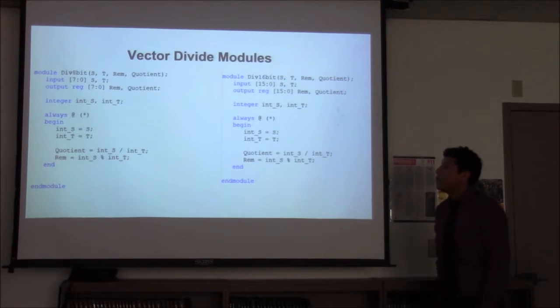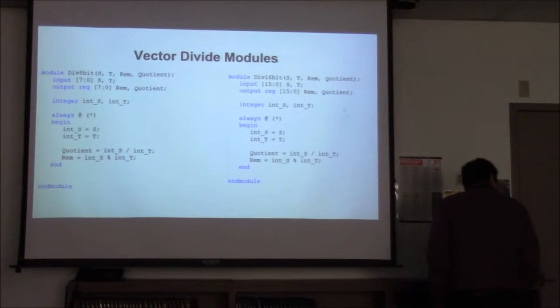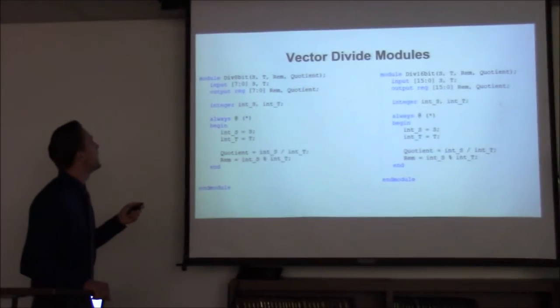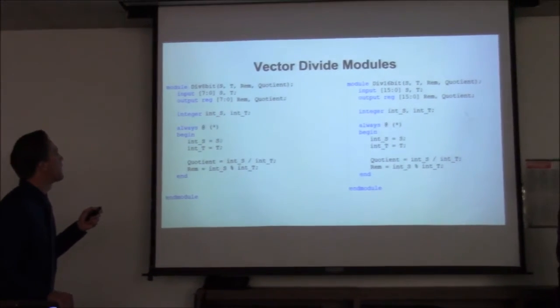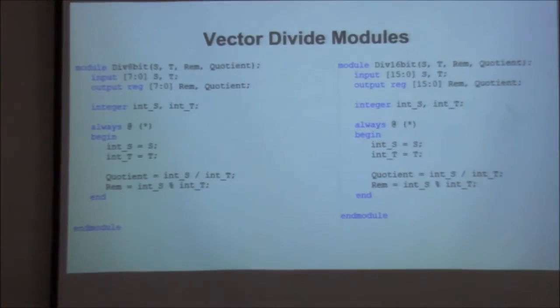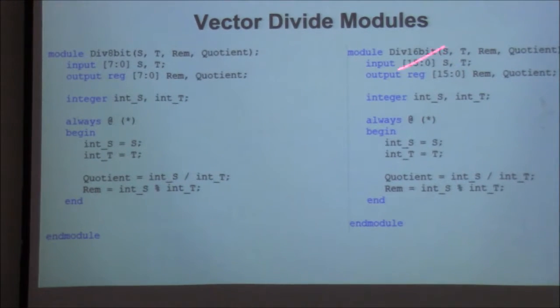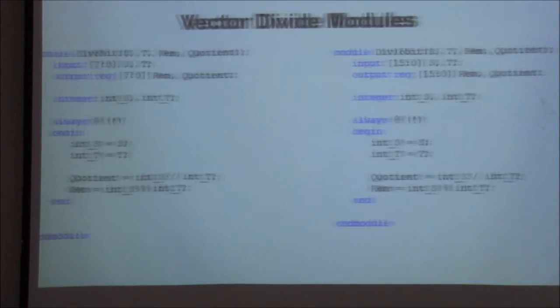And then here's our Verilog instantiation of it. Again, very similar. The only difference is that the output of the Verilog divide module is 8 bits for the remainder and quotient, and 16 bits for the remainder and quotient.